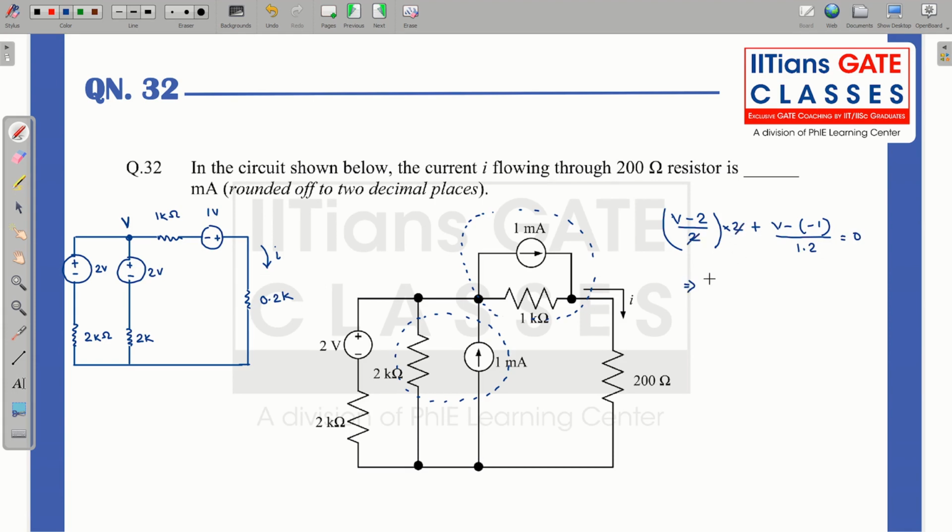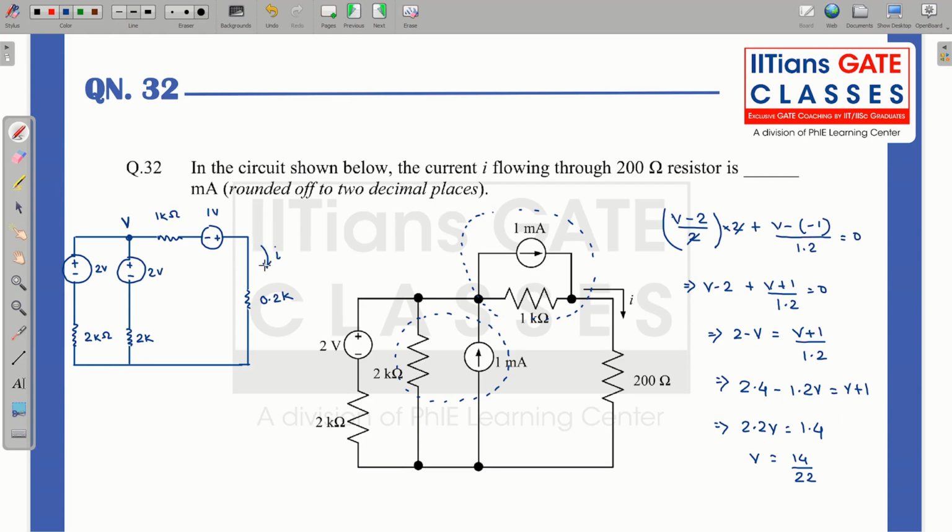So this 2 and 2 get cancelled. So this will be V minus 2 plus V plus 1 divided by 1.2 equal to 0. So I can write this as 2 minus V equal to V plus 1 divided by 1.2. Let me take it over this side. So this will be 2.4 minus 1.2 V is equal to V plus 1. If I solve this, we get 2.2 V is equal to 1.4, or V is equal to 14 by 22.